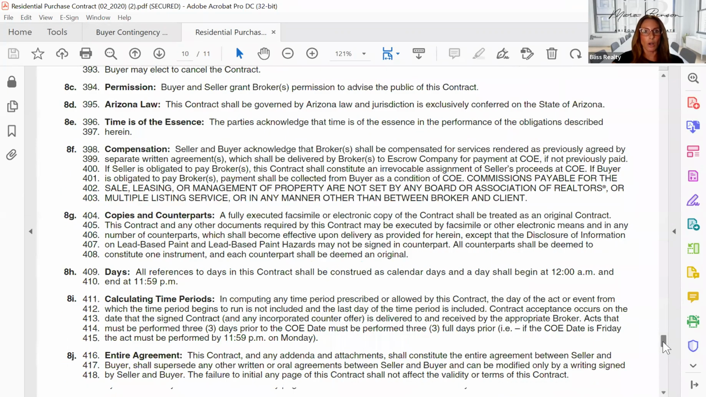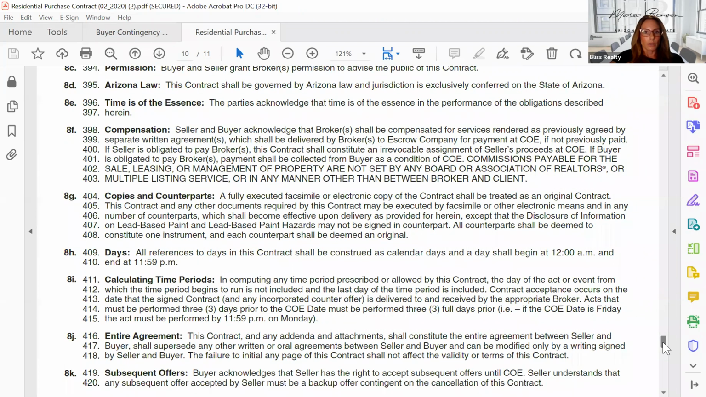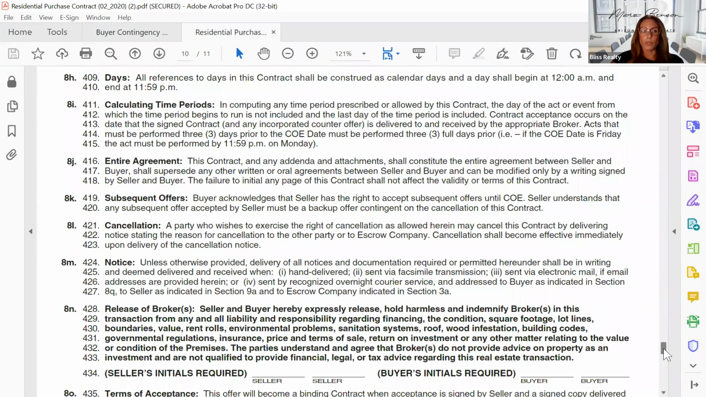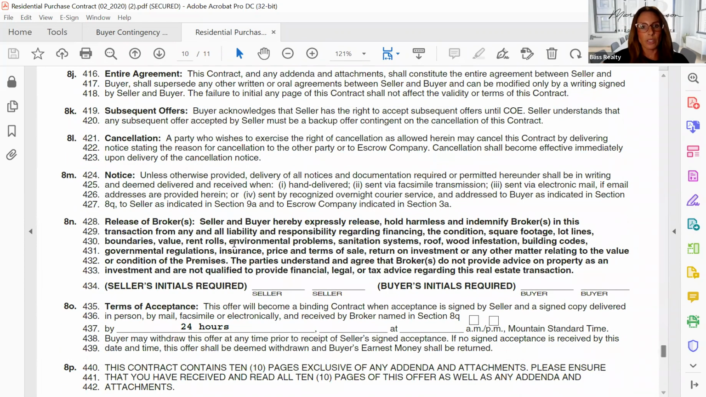Time is of the essence, always. Hopefully you guys know calculating time periods. We run every day. Even so, you get under contract today, your time periods start tomorrow. This talks about anything: square footage, roof, anything, disclosing.